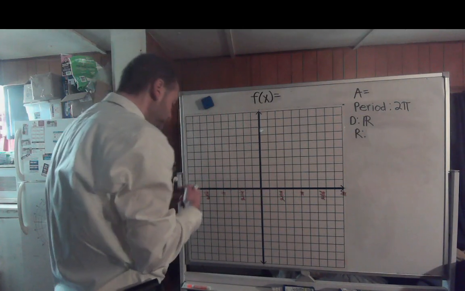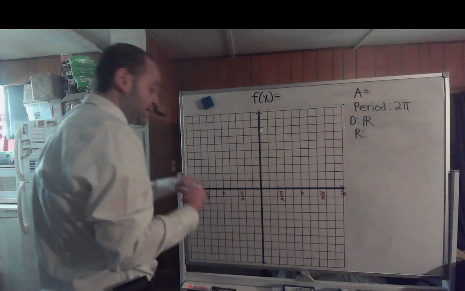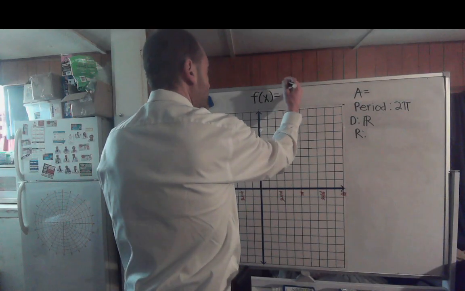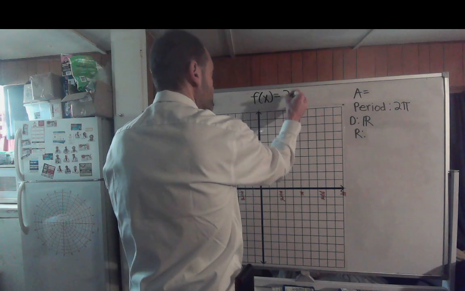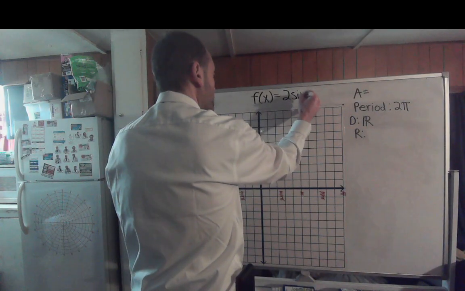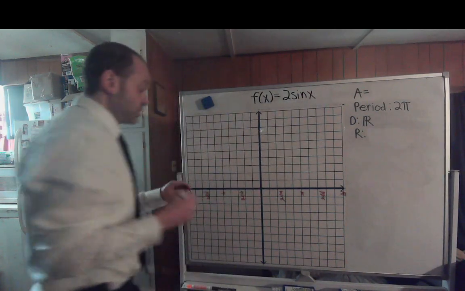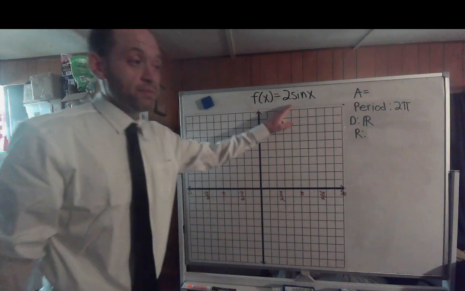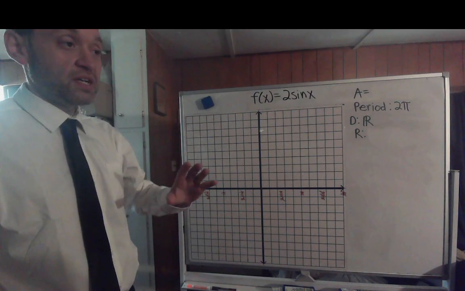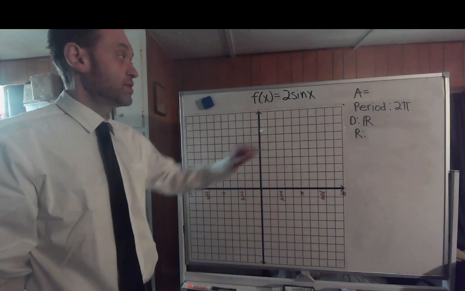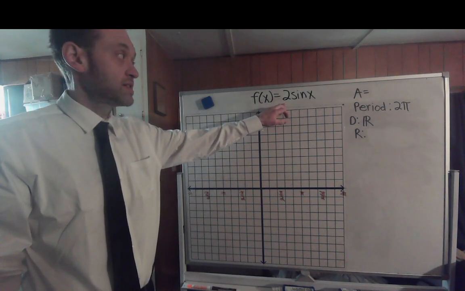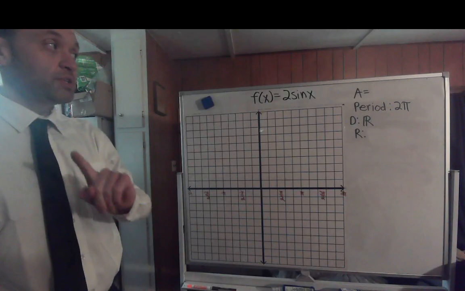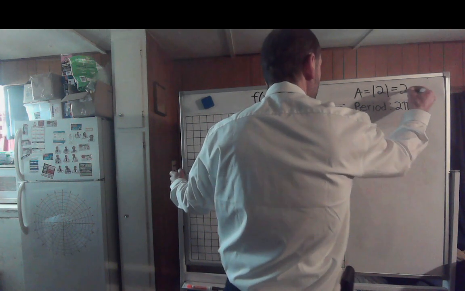All right. What if I gave you something like f of x equals 2 times the sine of x? So f of x equals 2 times the sine of x. So all of a sudden we have a coefficient other than 1 on the sine of x. Well, for your amplitude, what you got to do is take the absolute value of that 2, which would give you an amplitude of 2.